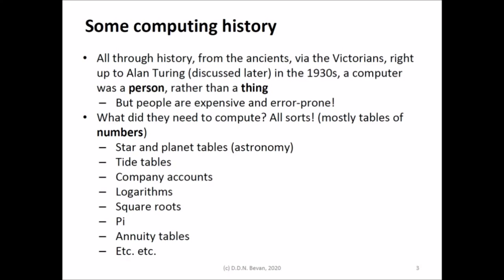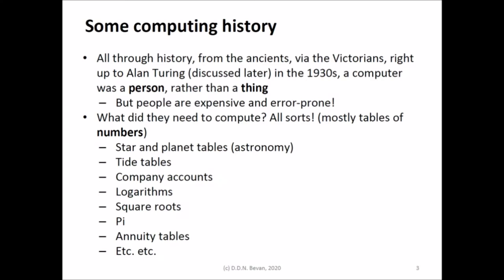So particularly in the Victorian period, they had lots of things that they needed to compute. Here's just a sampling that I could think of: star and planet tables, astronomy, possibly to help with navigation, which was very important for trade. Tide tables are also important for navigation. But also things like company accounts, calculating logarithms, calculating square roots, calculating pi. Archimedes was already trying to do that back in ancient Greece. Annuity tables, all these different things which people wanted to calculate and had to be done by persons making lots of errors.